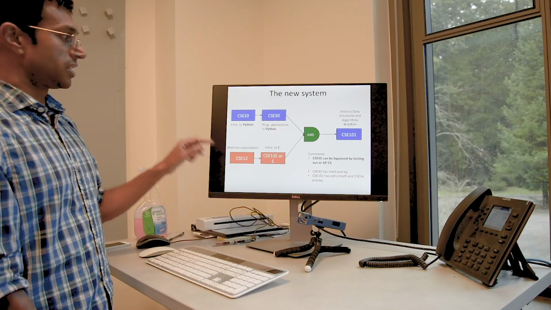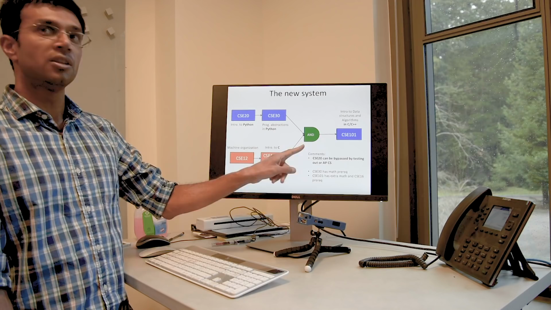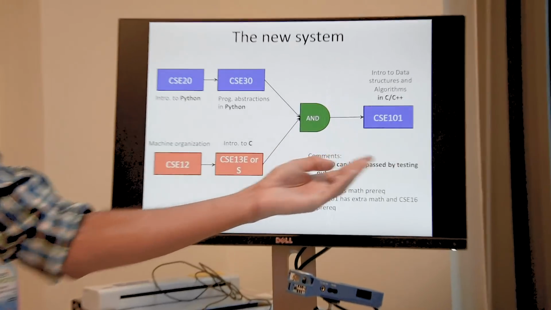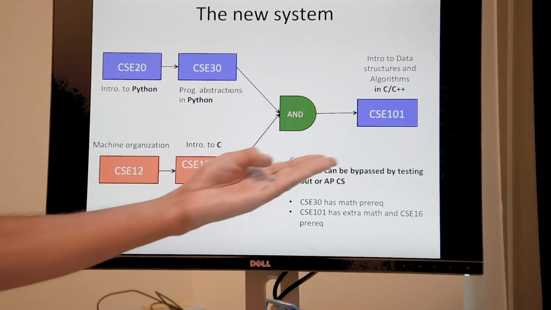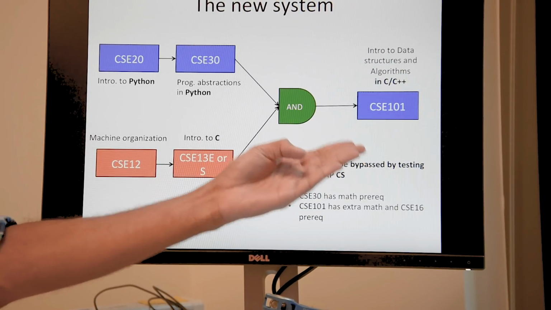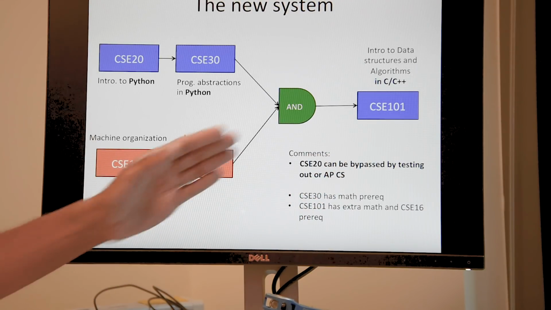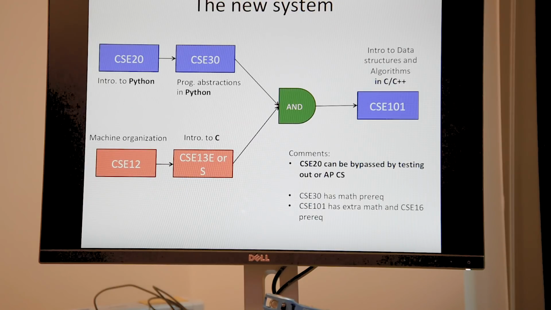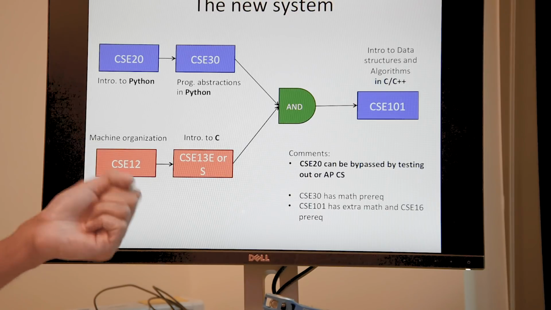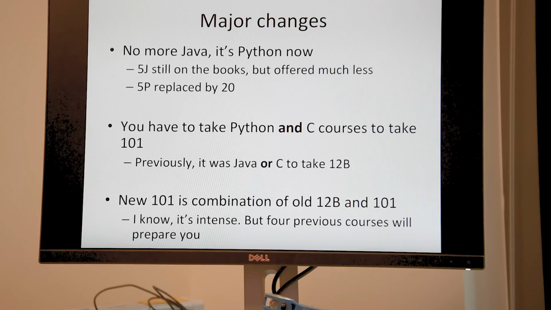What we now require is you have to take all of these courses. So you have to take these and these to be able to take 101. So there is no 12B anymore. There's only a 101 course, which is an introduction to data structures and algorithms in C or C++. So the important thing to note is that the languages are now C, Python, and C++. And just as a comment, CSE 20 can be bypassed by testing out, or if you've taken APCS in high school. So it is important to note that it's no more Java and it's Python now.